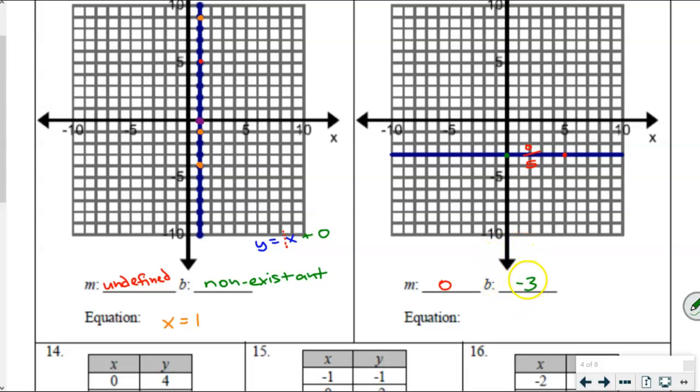Y-intercept is -3. What is that equation going to be then? There should be more hands. I'll wait until I get more hands.